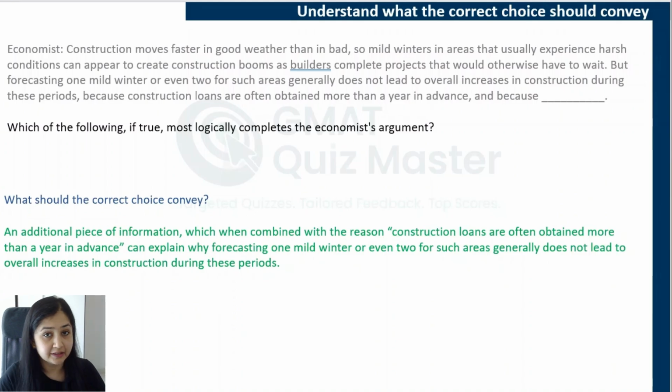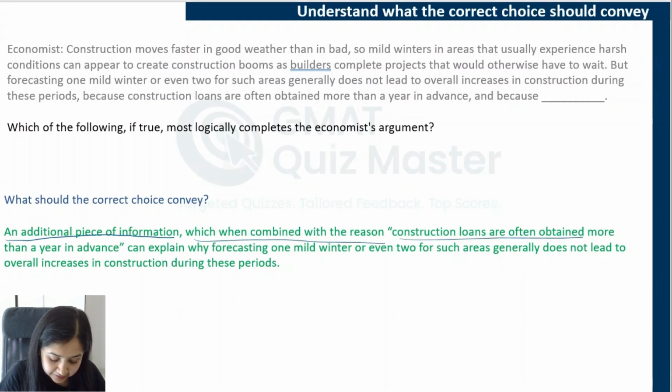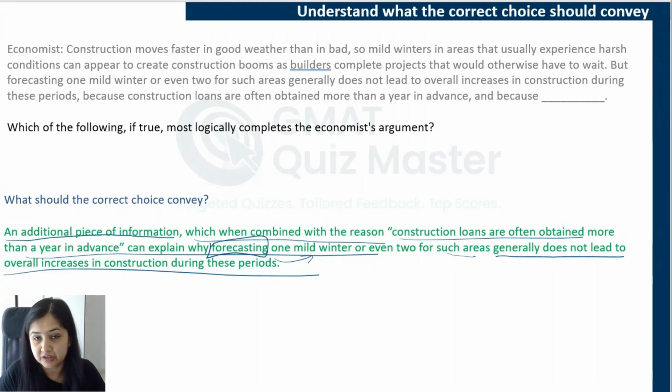As we've already discussed, the first reason which is given to us here is incomplete. It cannot explain why the construction activities do not increase during the mild winters in such areas. So, the correct answer choice will be an additional piece of information which, when combined with the first reason, will help explain why this forecasting of good weather for such areas generally does not lead to overall increases in construction during those periods. Now you can think about specific scenarios that you may see in the answer choices, but again that is optional.